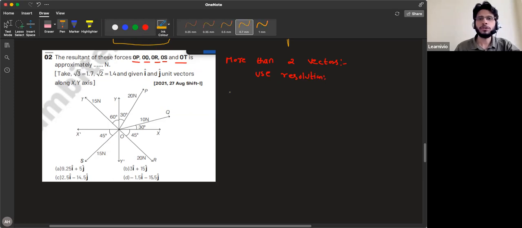So in resolution, the first step is resolve all vectors along x and y axis.